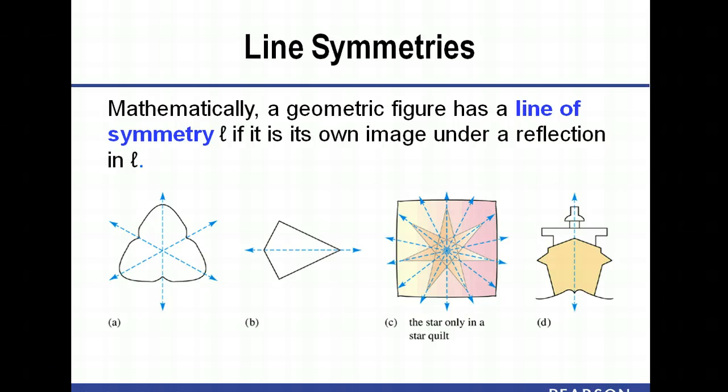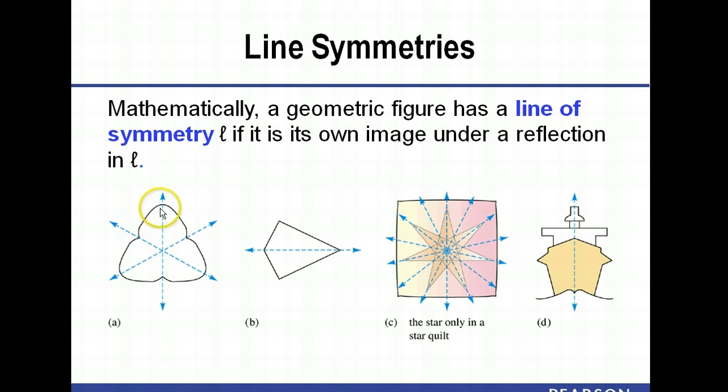Mathematically, we say a geometric figure has a line of symmetry, which we denote with a lowercase cursive l, if it is its own image under a reflection in or through line l. Each of these blue dashed lines in this first figure is a line of symmetry, because if you were to fold the figure across that line, you would have a perfect match on the other side. It's a mirrored reflection across that line.